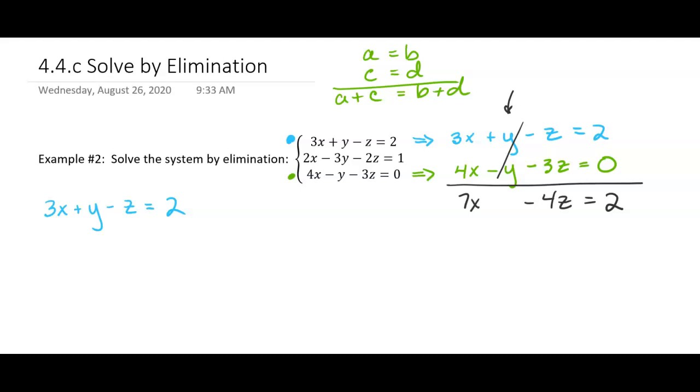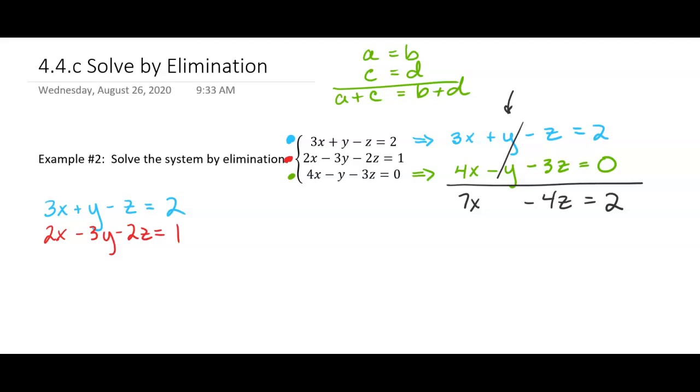Okay, and now, I hate to do it, but I'm going to make this the red equation. And I'm going to put that down here. 2x minus 3y minus 2z equals 1. Now, if I were to add those 2 equations together, I do not get the y's to eliminate. So I'm not going to add those 2 equations together because it's not going to do me any good.